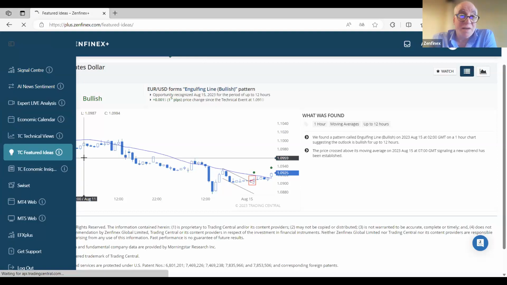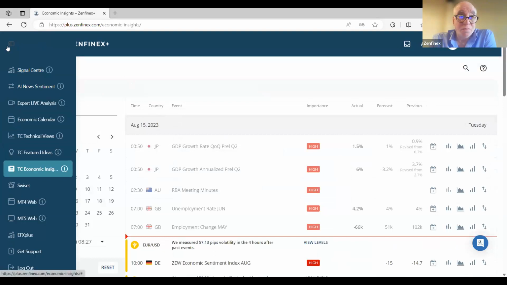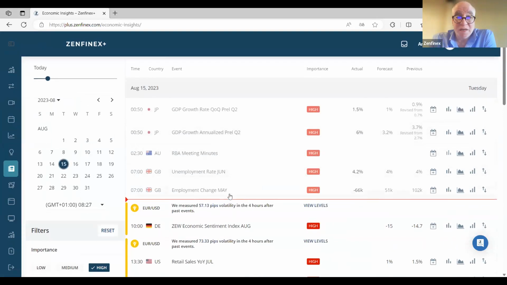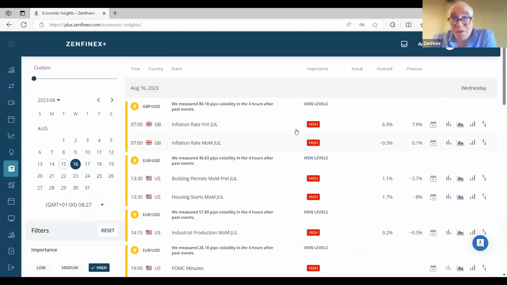So if you want to ask me which ones I use the most, I use the economic calendar every single day. I'm able to look at what's coming up today. I can look at what is going to happen tomorrow. So we've got some inflation numbers, clearly going to be important for the British pound. They're kind of forecasting that inflation is just topping out lower than it was previously.